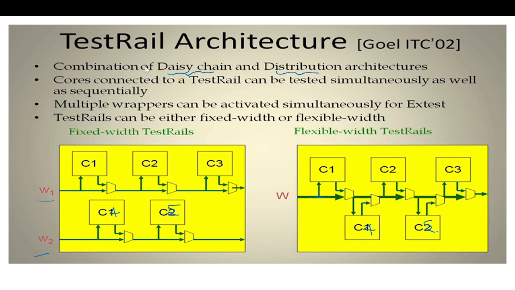So here in the fixed width you can see again we are distributing, and any one from this can be tested. Now daisy chaining, because this is tested, that means here there is an application of a daisy chain. So that's why it's a combination of the basic daisy chain plus the distribution architecture.